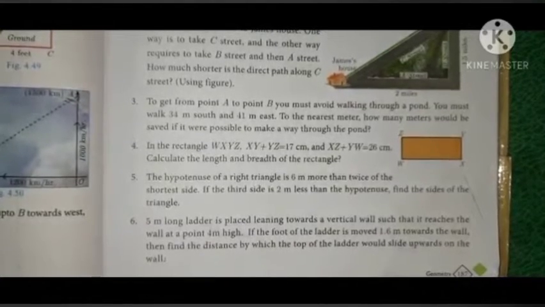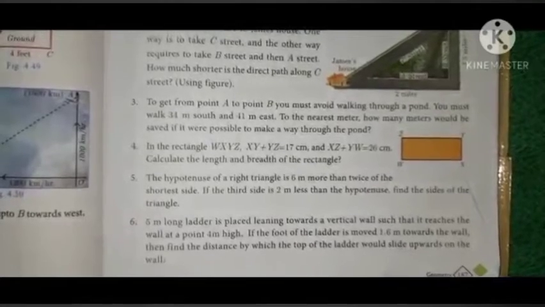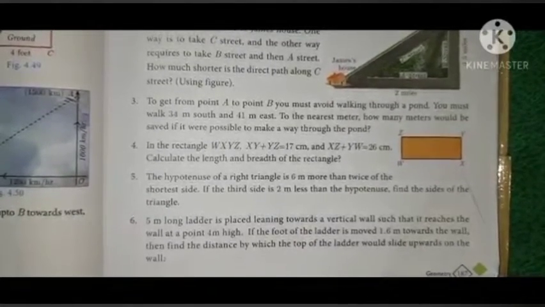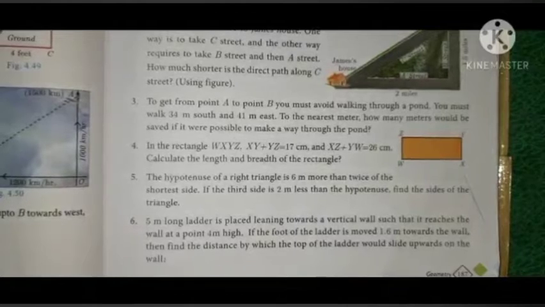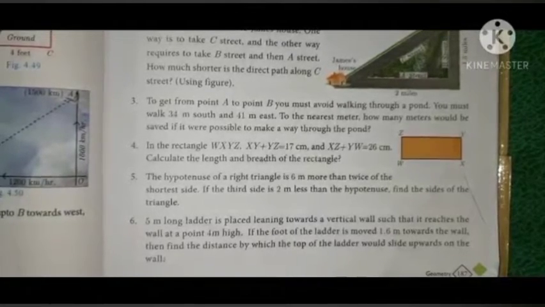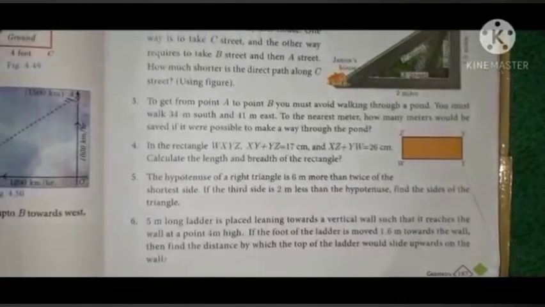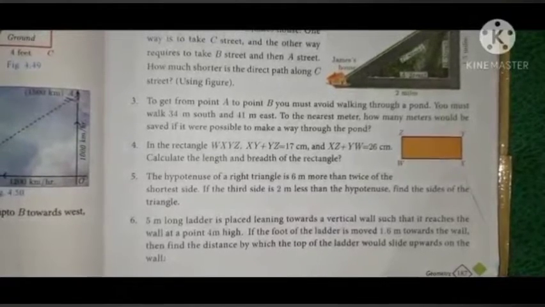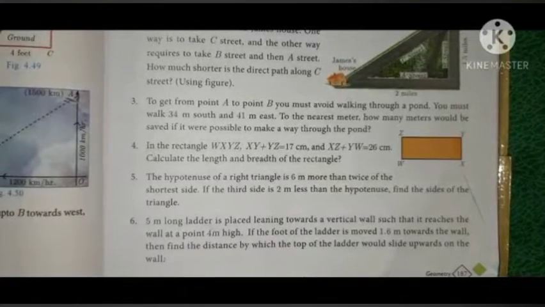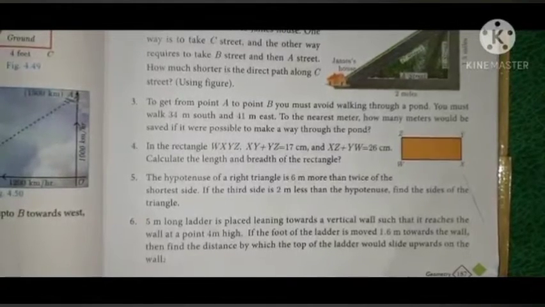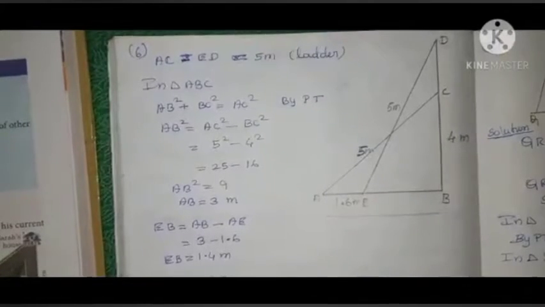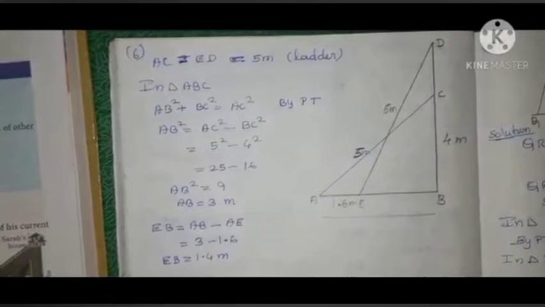Here, a ladder of length 5 meter is leaning towards the vertical wall. The height of the top of the ladder on the wall is 4 meter. After some time, the bottom of the ladder is moved towards the wall by 1.6 meter. Then how much height does the top of the ladder slide upward on the wall? From the sum, we draw the diagram.